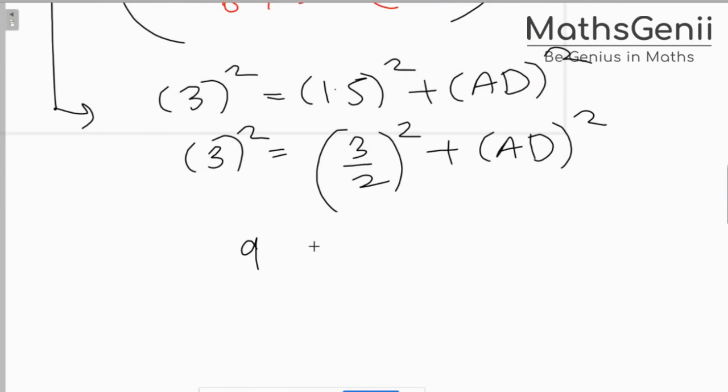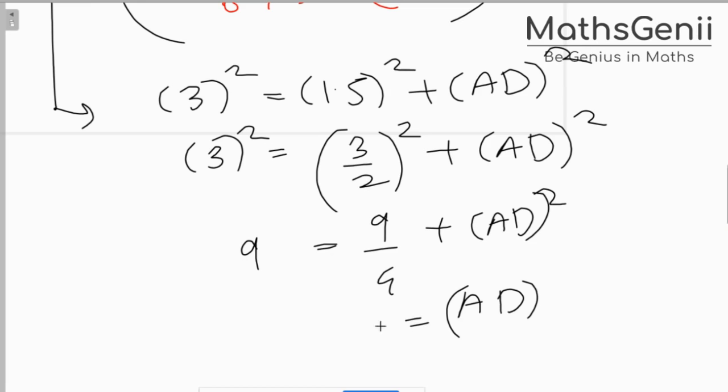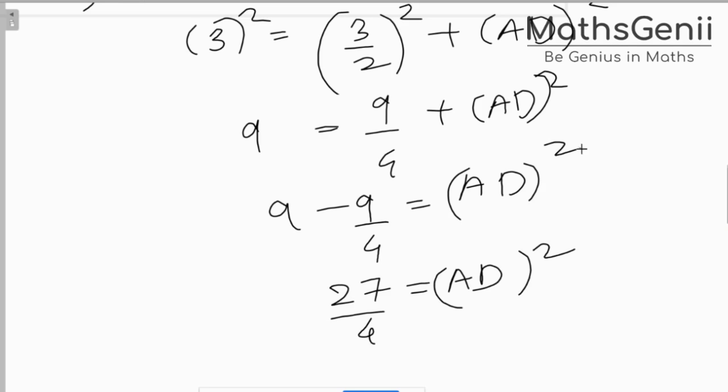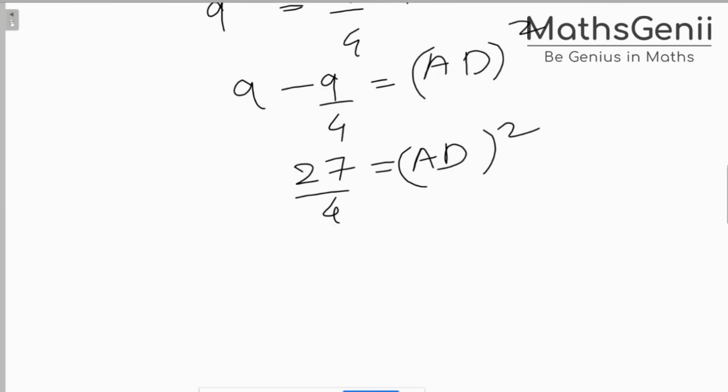So 3 square 9, 2 square 4 plus AD square. You will not find such detailed explanation in a lot of videos. So plus will go that side, becomes minus. 9 4s are 36. 36 minus 9 gives you 27 upon 4 is equal to AD square. Square goes that side, becomes square root.